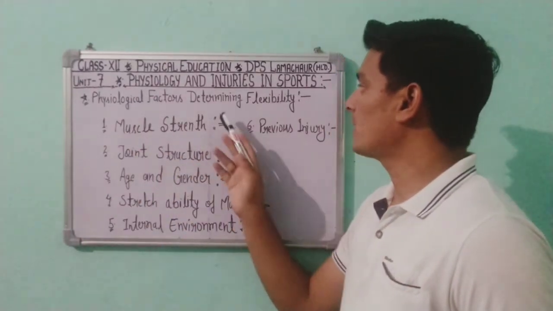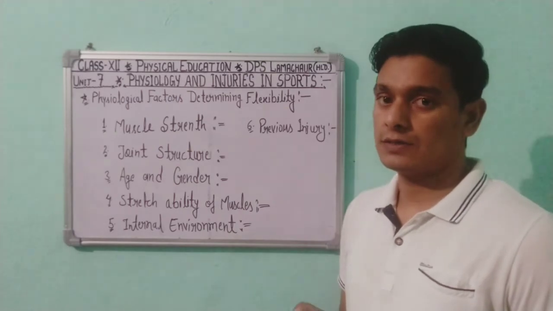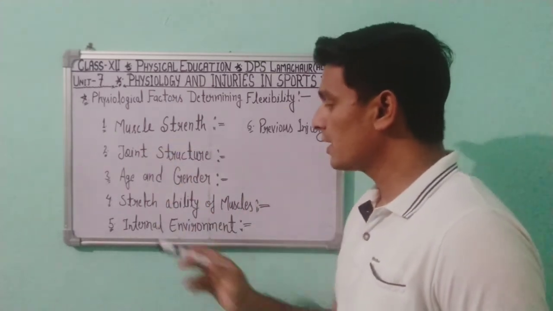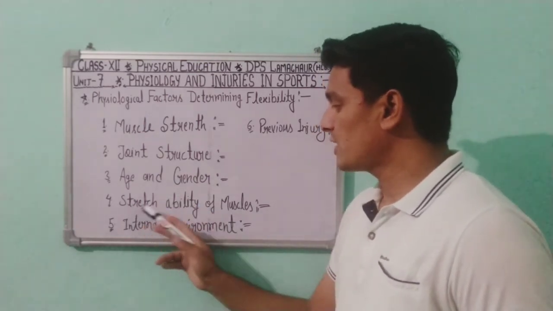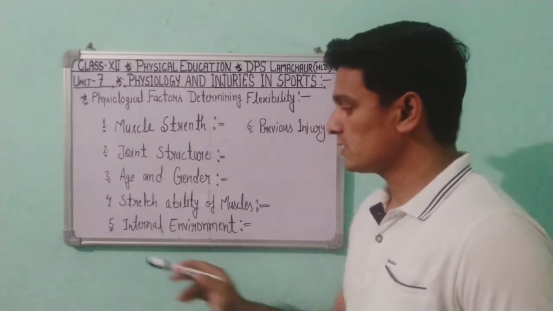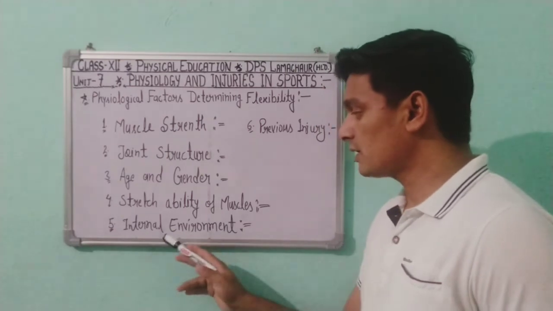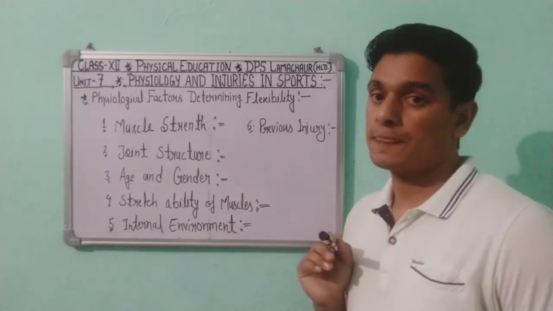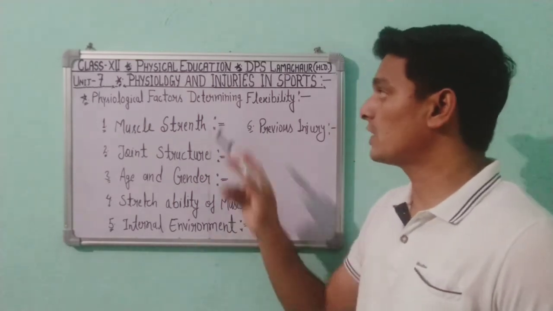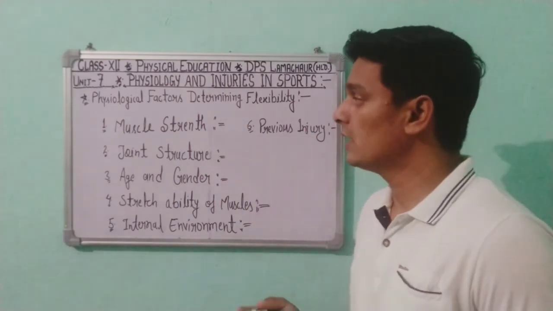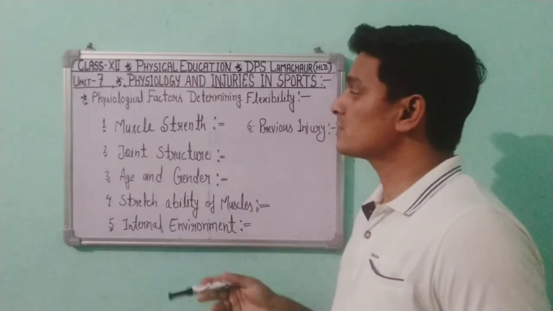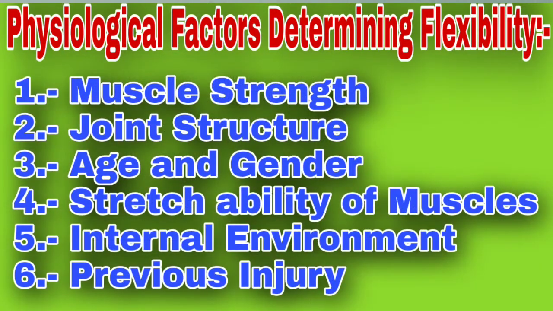Physiological factors determining flexibility. The factors are muscle strength, joint structure, age and gender, and stretchability of muscles. Number 5 is internal environment, and number 6 is previous injury. So these are the factors which determine flexibility of an individual. Now I will explain all of these one by one. So the first is muscle strength. Now let's know what it is.